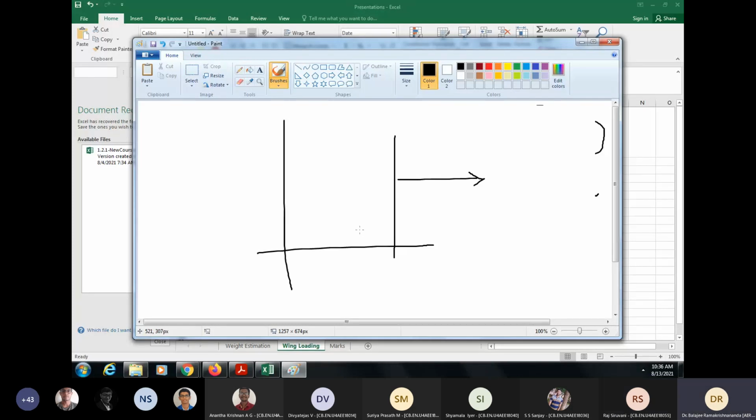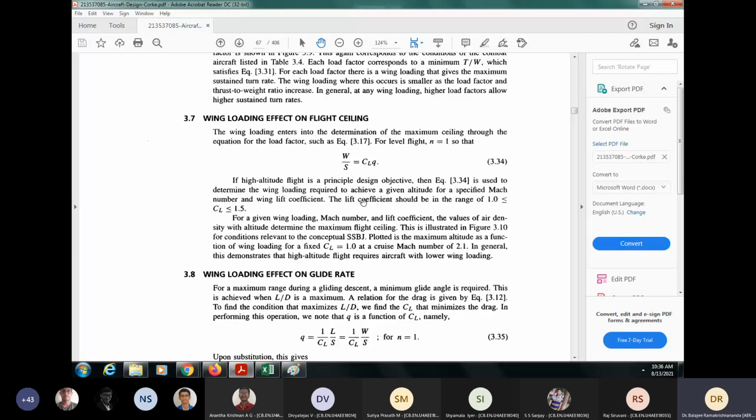Now, don't assume rho. The trick here is rho will tell you whether your ceiling height is attained or not. Correct? In this equation. So you have to find rho from this equation. So rho as a function of wing loading, CL and velocity is given here. For what value of wing loading will we get that rho?